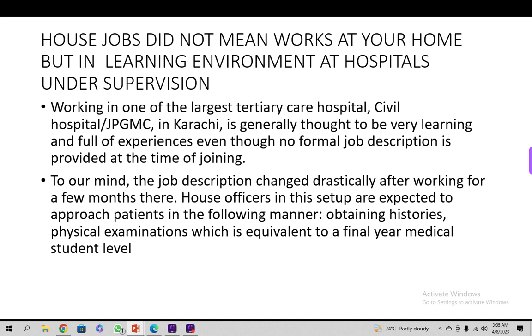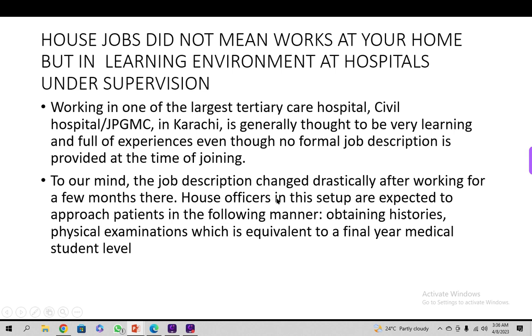When I was doing my house job, no job description was given. Now, I don't know nowadays what is happening actually. But to our mind, the job description changed drastically after working for a few months there. What is in your mind on the first day, and then after a few months, you know the value of yours.